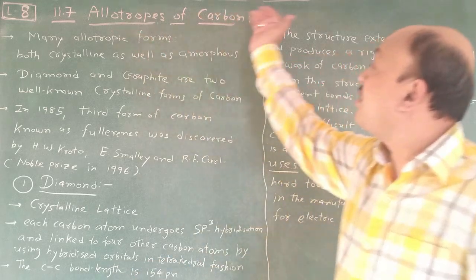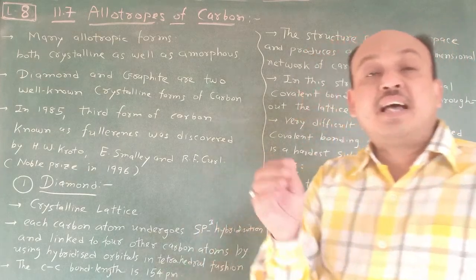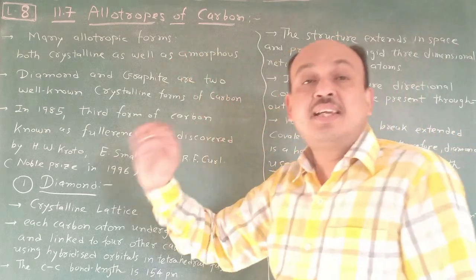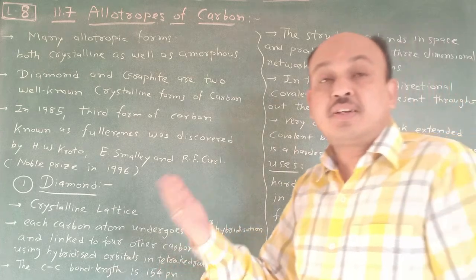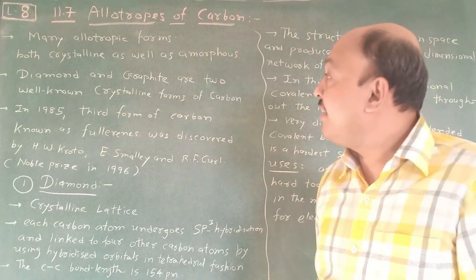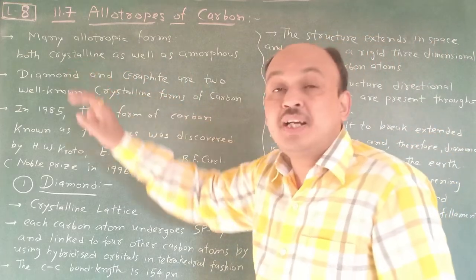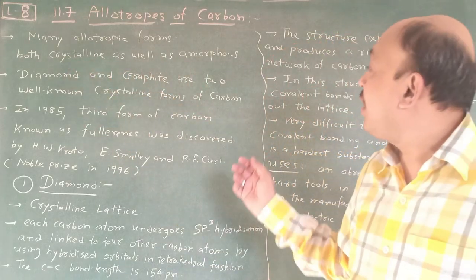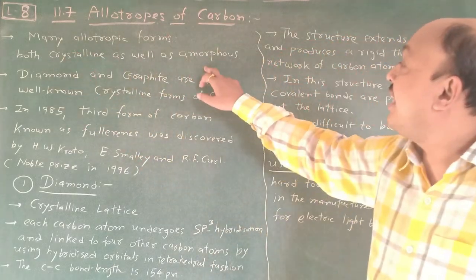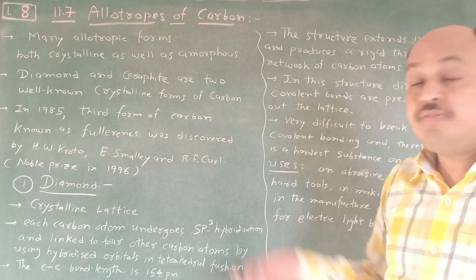So the allotropes of carbon are mainly two: diamond and graphite. Many allotropic forms are there, like charcoal, activated charcoal, diamond and graphite. We have learned about graphite and diamond many times, but a third allotrope of carbon was also introduced. There are many allotropic forms, both crystalline as well as amorphous. Diamond and graphite are two well-known crystalline forms of carbon.